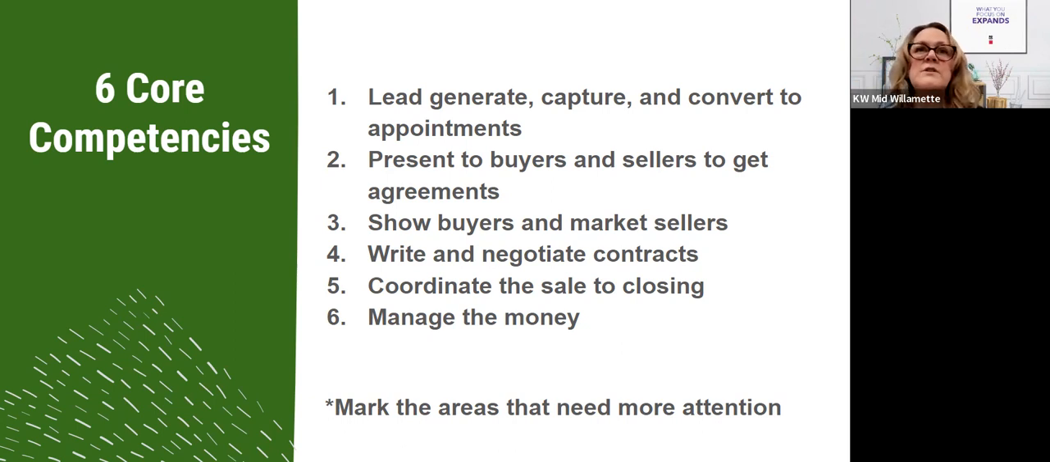Do you have a lead generation problem, issue? Are you generating enough leads for this year? Do you have a lead follow-up issue? Do you need to work on your skills for your presentations? Are you showing enough properties? Do you have enough listings, et cetera, et cetera? Could you put an asterisk next to areas that you need to work on?